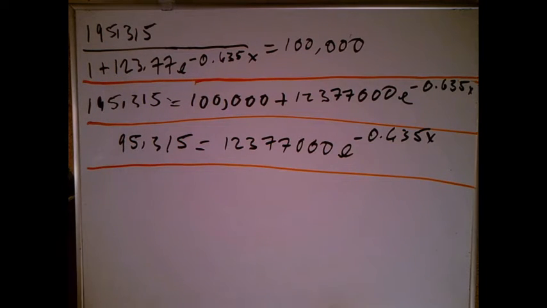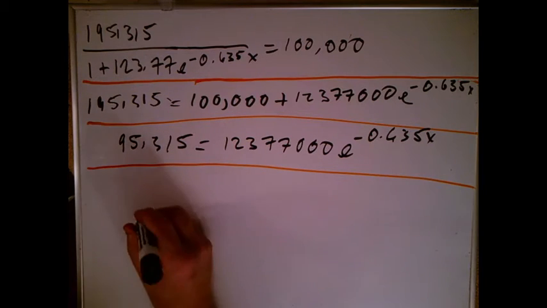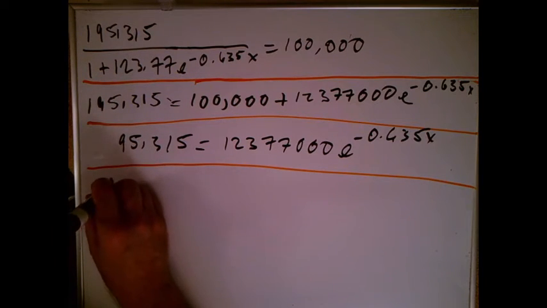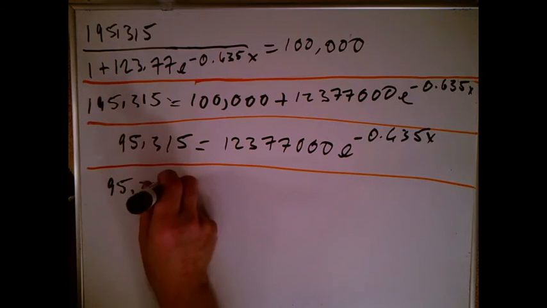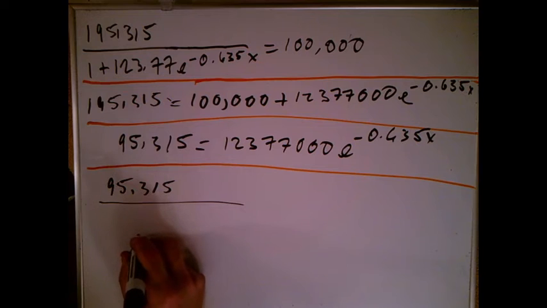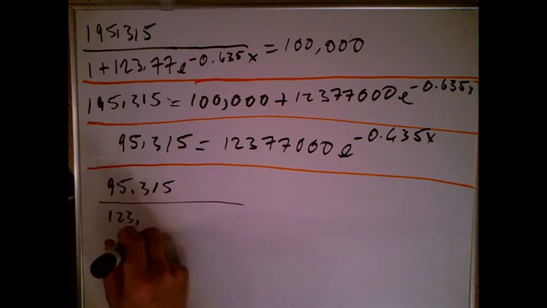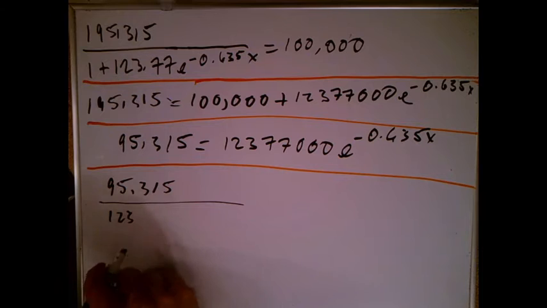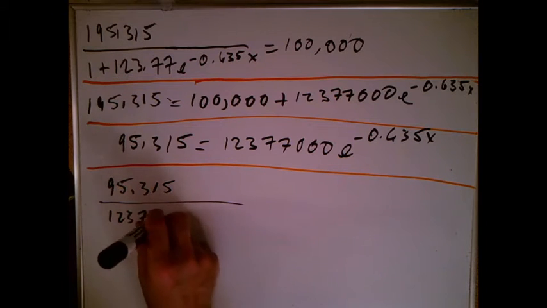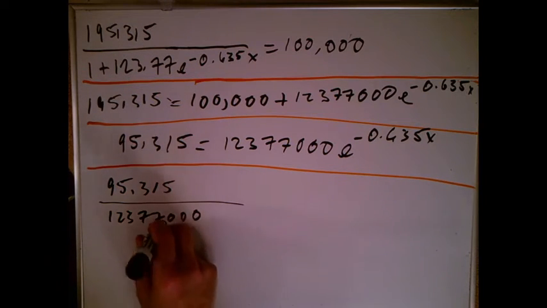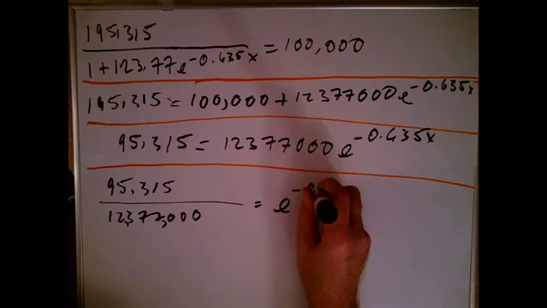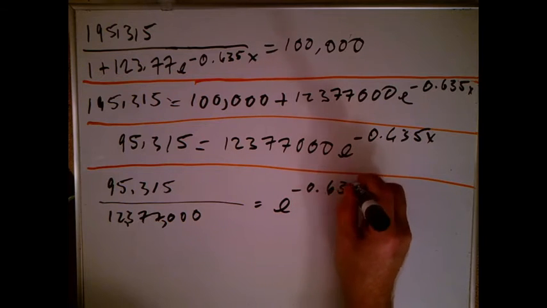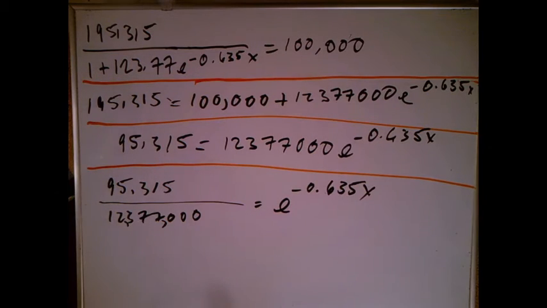What I want to do now is divide everything by that huge number. So I'm going to get, way over to the left, 95,315 divided by this great big huge number. I'm going to get 123, don't put a comma yet, 770,000. That is equal to e to the minus 0.635x, like that. We finally have x in just one spot.